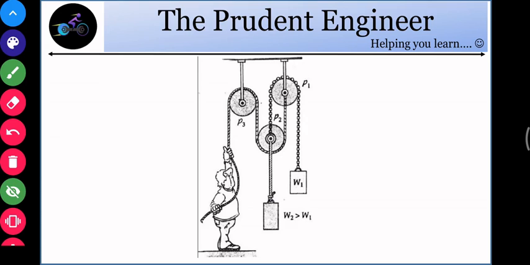In this example you can see there is a man trying to pull a rope, applying a tension in this rope, and the rope is passing over several pulleys. There are two separate weights whose values are known to us, and it is always known that W2 is greater than W1. That means weight number 2, which is not mentioned here properly, is greater than weight number 1. We will try to find the system equilibrium in this condition.